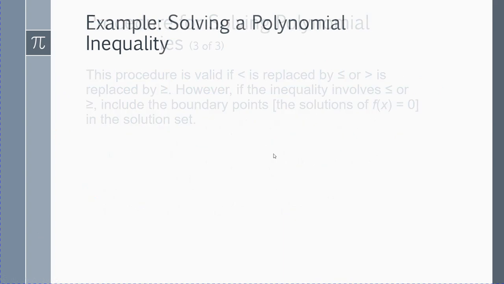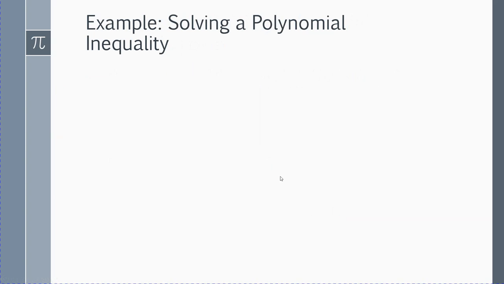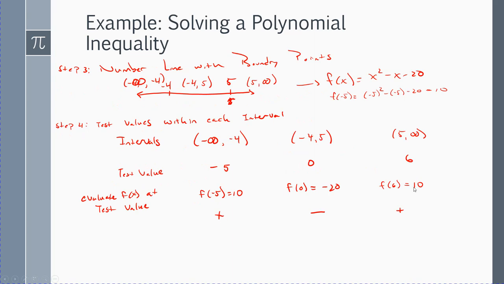So here's what I was looking for. I was looking to be greater than 0. After I move the 20 over, I'm looking for values that are greater than 0. So I'm looking for positive intervals. So step 5, solutions. Well, I could have from negative infinity to negative 4 satisfies, and then also, so I'm going to union it with 5 to infinity. That also satisfies.